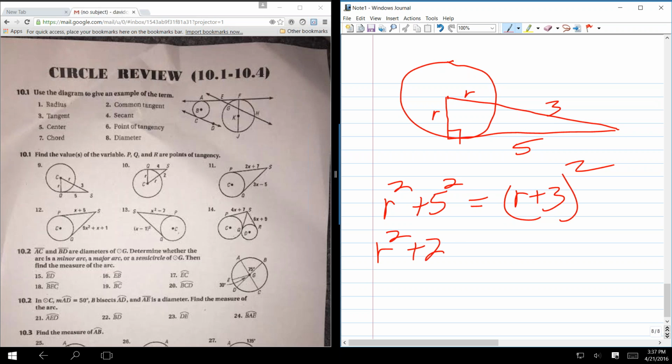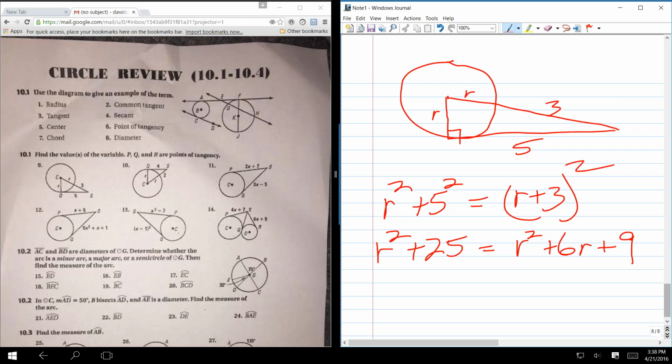R squared plus 25. What's the rest of it? R squared and 9. No. Most common mistake made in algebra. Multiply R plus 3 times R plus 3. Use FOIL if you have to. R squared plus 3R plus 3R, so 6R, yeah, sorry. Plus 9.